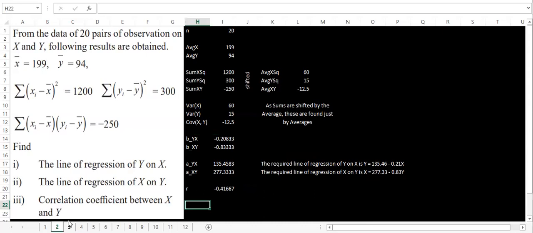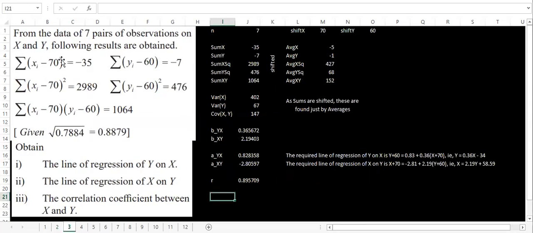Next question. From the data of 7 pairs of observations on x and y, the following results are obtained. So yeah, we have n equal to 7 here.